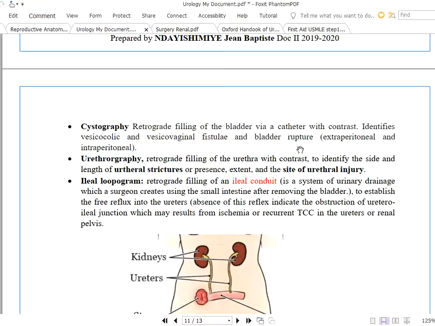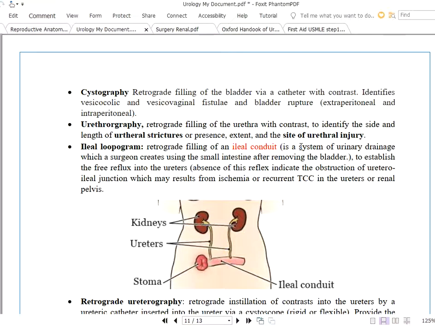Urethrography is when you want to study the structure of the urethra, because this is going to show either some urethral strictures or some site of injury when you are using it for a patient who has pelvic fractures. There is another known as ureterography.